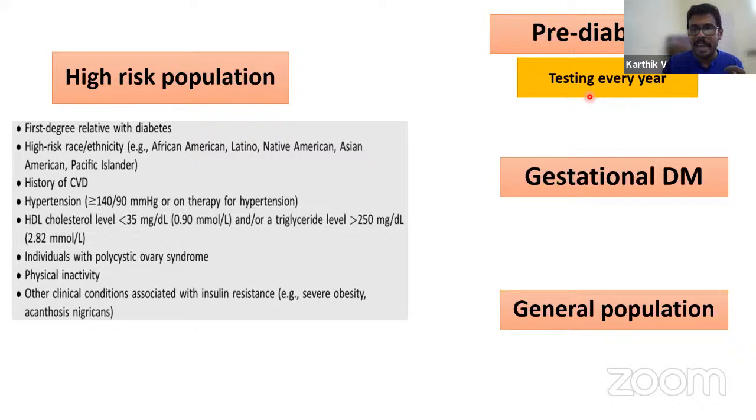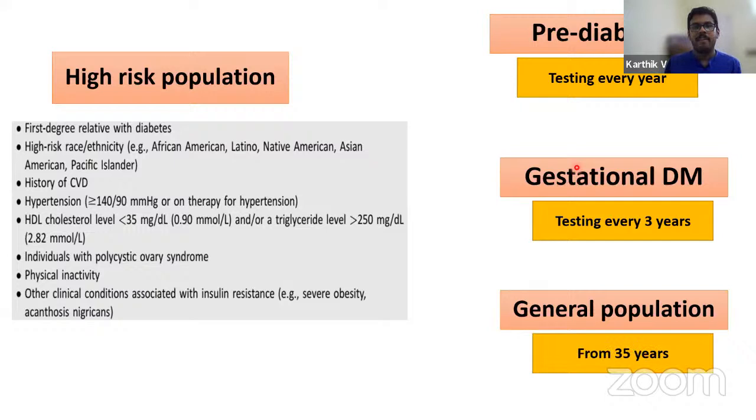Now, what about gestational diabetes mellitus? Women who had delivered a baby and who had GDM during pregnancy should be tested every 3 years throughout their life, because there is 50% lifetime risk of contracting type 2 diabetes. Now, in the general population, in those who are not having risk factors, they also should have diabetes screening from 35 years of age. Very important point, this revision, previously it was 45 years, and it was brought down from 45 to 35 in the ADA 2022, that is in the last year's guidelines. So they have also retained that change this year also.